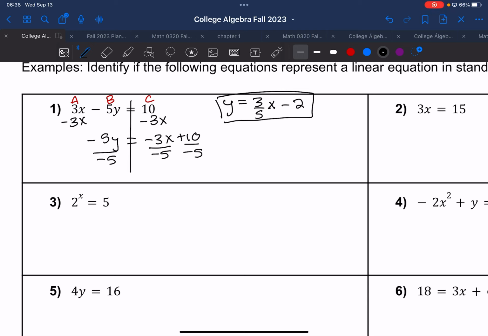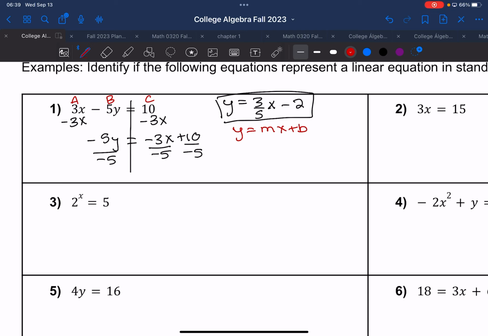Okay. So again, we see that this is indeed standard form because when we got y by itself, we ended up with an equation that looks like y equals mx plus b, which is in what form? Do you guys remember from last class? What is the name of this form? Slope-intercept form. Good, slope-intercept form.